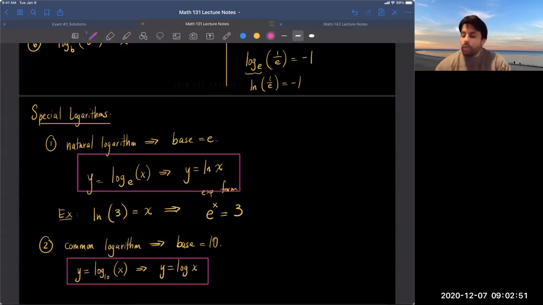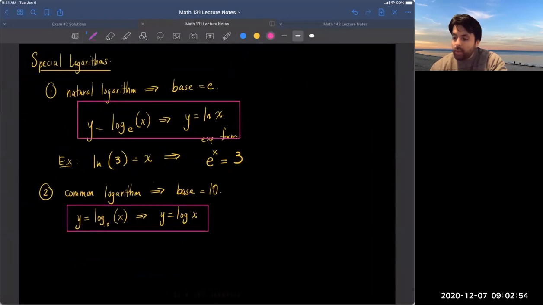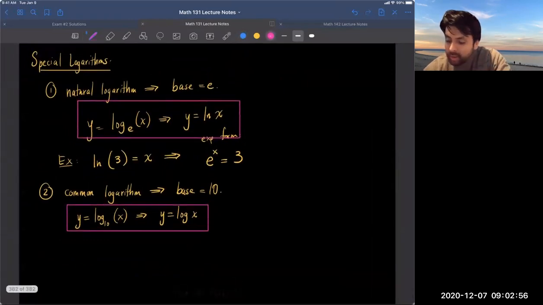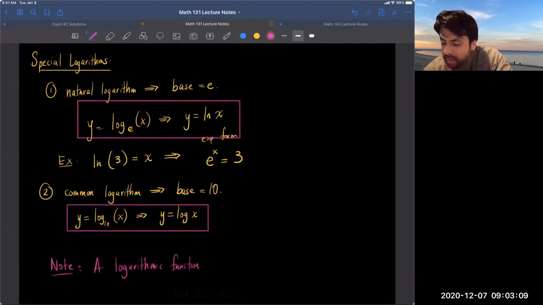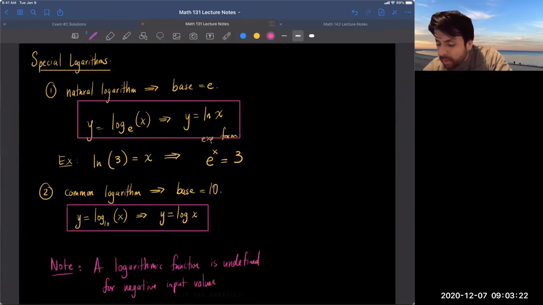Okay. Now, I just want to make one more note, which is that a logarithmic function is undefined for negative input values.